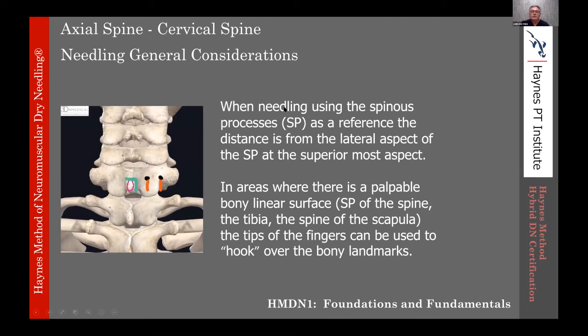When needling using the spinous process as our reference in all of these, that's what we're talking about. The distance is from the lateral aspect of the superior most aspect of the spinous process. So this joint right here, that space at the superior lateral point, that's where we're going to start measuring from. Normally we'll do 1 finger breadth, every now and then we'll see 2 finger breadths. So the superior aspect is where we're talking about.